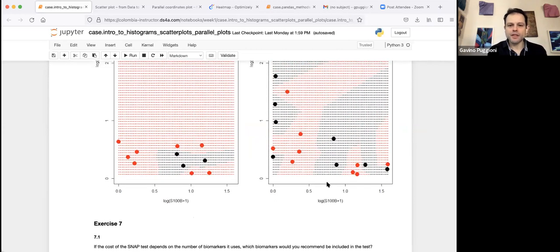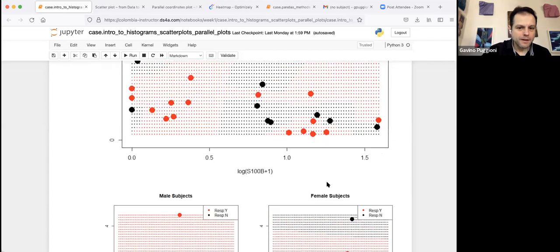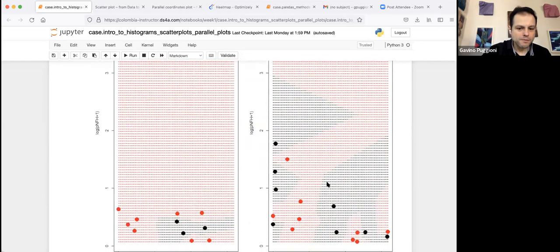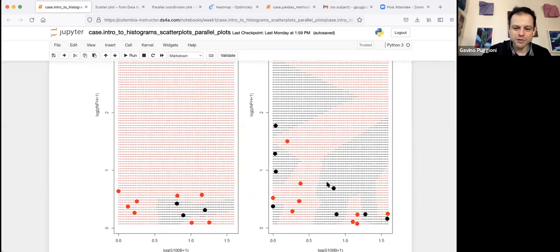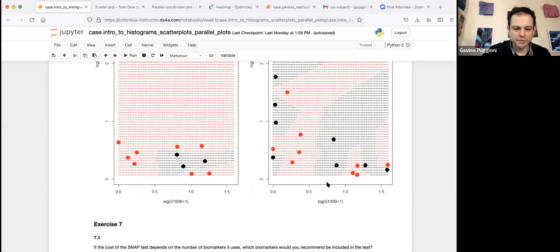Exercise 7. If the cost of the SNAP test depends on the number of biomarkers it uses, which biomarker would you recommend be included in the test? GFAP. GFAP for male. All right, so it seems like we have a huge consensus about GFAP.